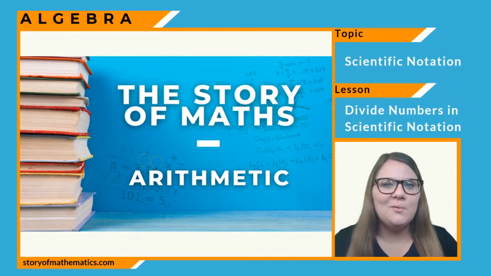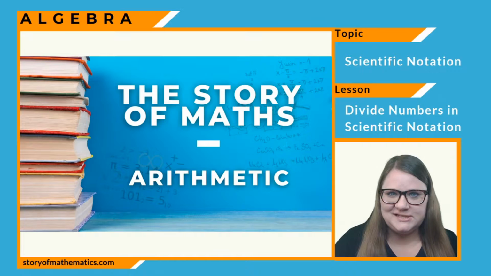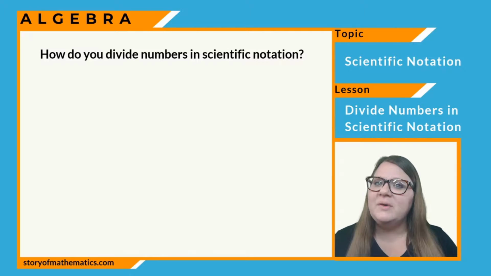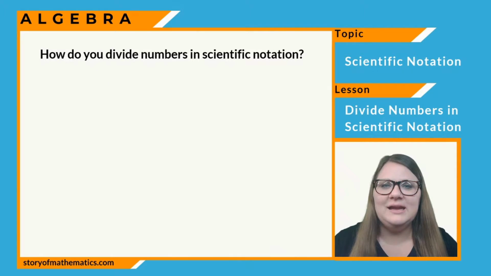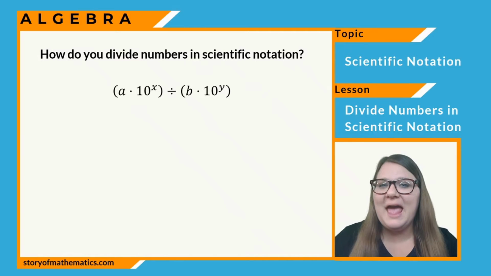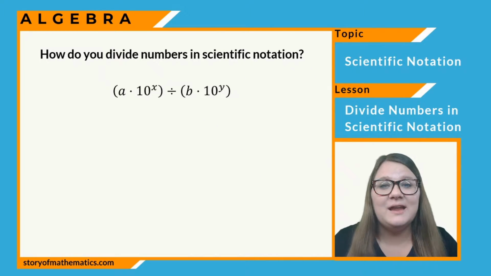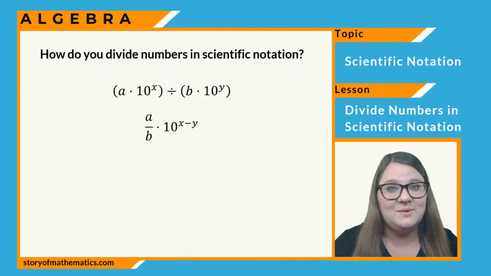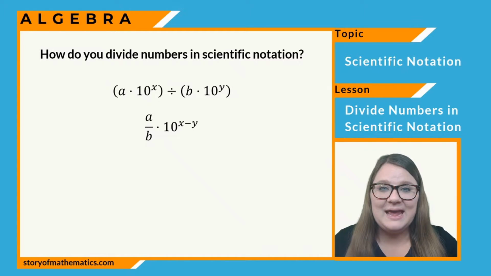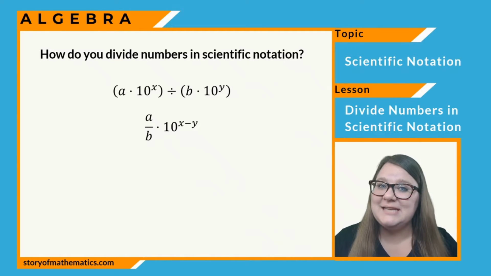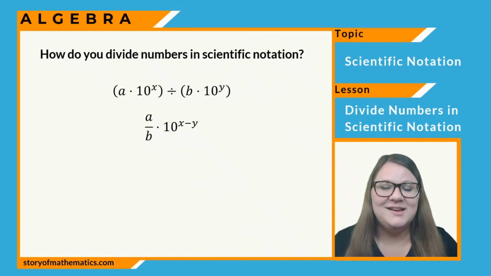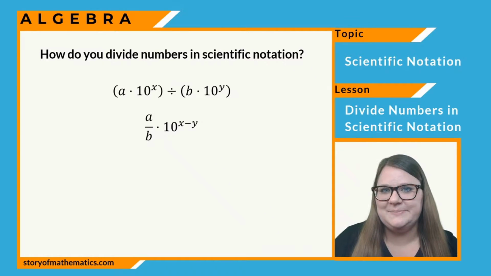Hi, in this video, we're going to learn how to divide numbers that are written in scientific notation. So what we're going to do is use a formula. It looks like this. If you have a times 10 to the x divided by b times 10 to the y, it's going to equal a divided by b times 10 to the x minus y. So notice you're dividing those first numbers in each of the parentheses, and then you're subtracting the exponents.